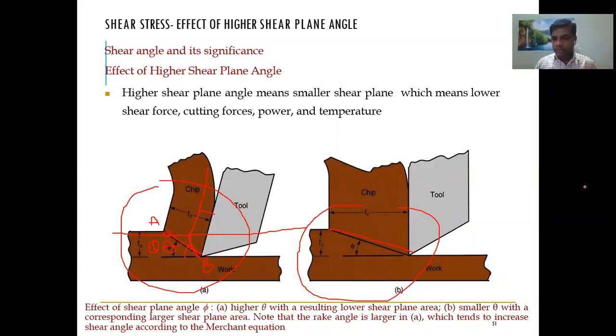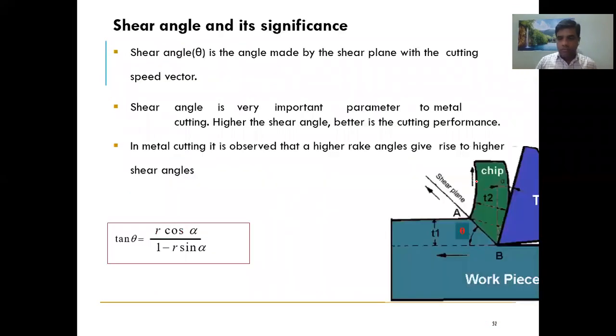So what to do for this, right? So क्या करना चाहिए फिर उसके लिए, right? So यहाँ जाइए अब. Shear angle is significant. So shear angle is the angle made by the shear plane with the cutting speed vector. So nothing but this is the cutting speed vector here, right? This is your cutting speed, right? So your cutting tool is moving in this direction. So this direction, whatever the shear plane is there, that is making an angle.